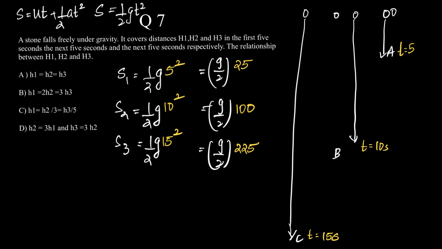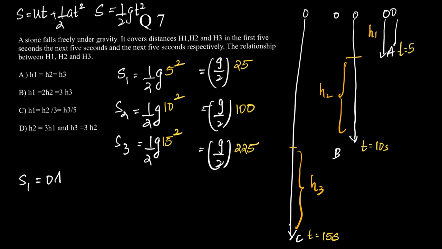Okay. Now coming on to the solution part. See, let OA be H1, let this much distance be H2, let this distance be H3. Now, what is S1? S1 is basically OA, right? So S1 is equal to OA is equal to H1 is equal to G by 2 into 25.